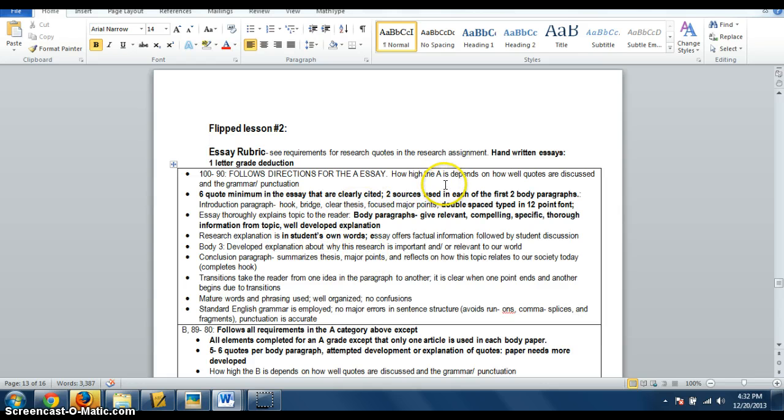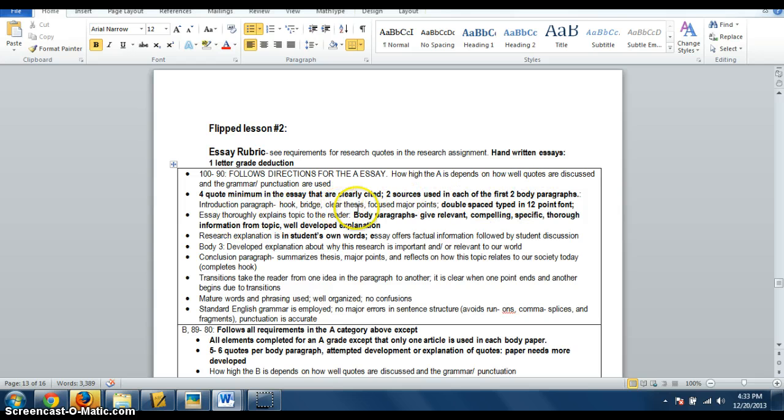Okay, so how high of an A depends on how well the quotes are discussed and how well the grammar and punctuation are used. I should put that down. 6 quote minimum in the essay. Oh, that changed. I forgot to change this. So what do we say it was? 2, 4. I shortened the assignment. In the essay, they're clearly cited. 2 sources are used in each of the first 2 body paragraphs.